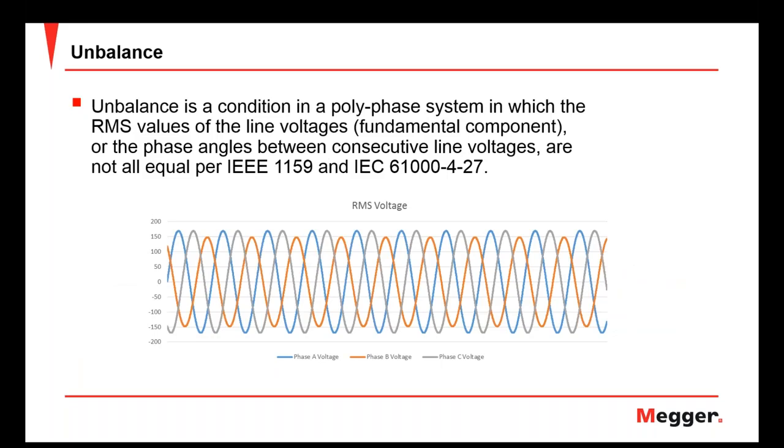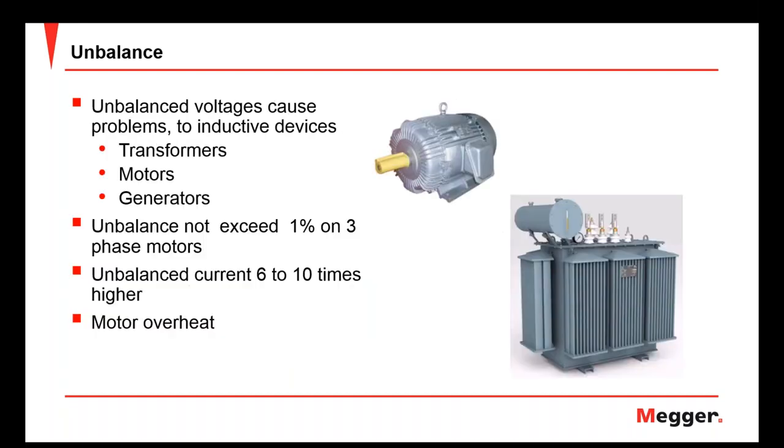Unbalance. This is the definition of unbalance based on your standards. Unbalance is a condition in a polyphase system in which the RMS values of the line voltage of the fundamental component or the phase angles between consecutive line voltages are not equal. Basically, what that means is that if my three-phase magnitudes are not equal, or my phase angles between them are not equal, I have some level of unbalance.